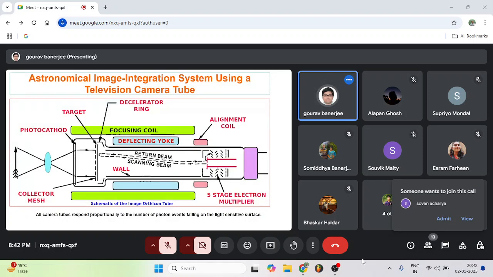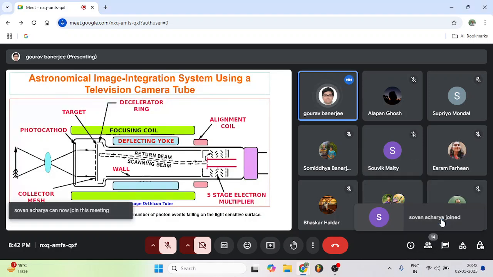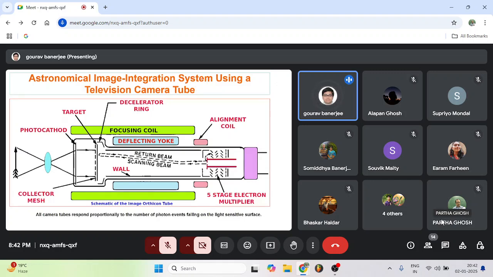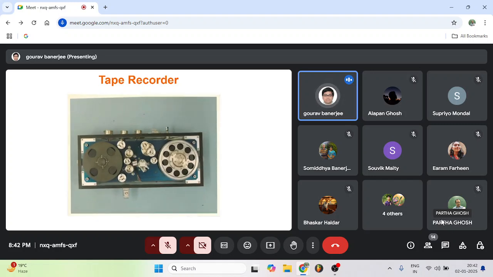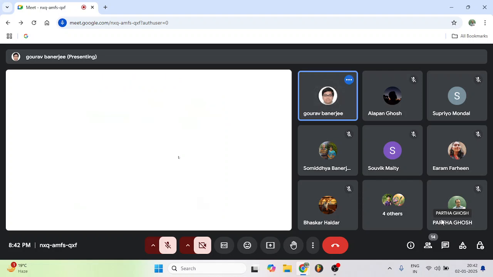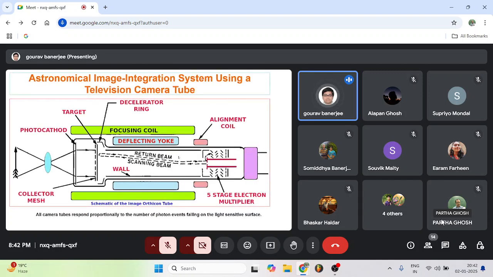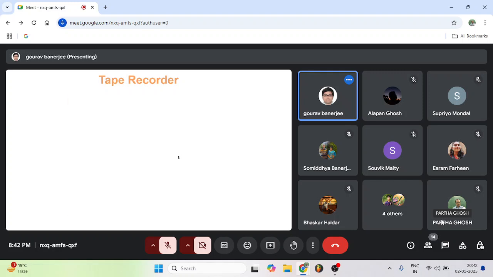There is a 5-stage electron multiplier tube. Whatever electrons or photons fall on this screen are recorded and amplified by this photomultiplier tube. Here the efficiency again increases by a few percentage points. Then to record this data we need tape recorders. This is one example of a tape recorder which was used to record the data of this television camera tube.